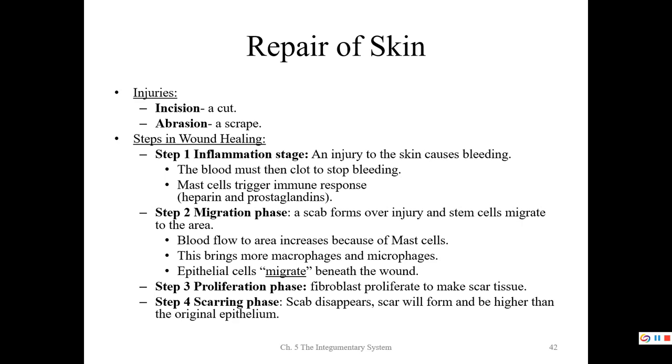Skin can get repaired. I don't go too in detail with this. I talk about it, but it's very hard to test on.